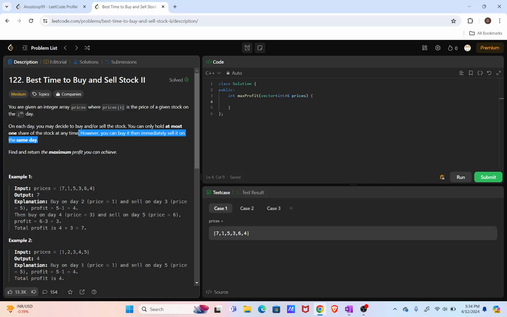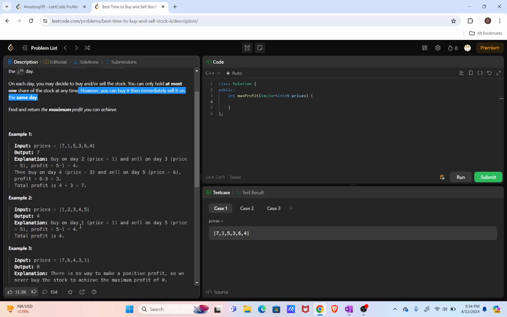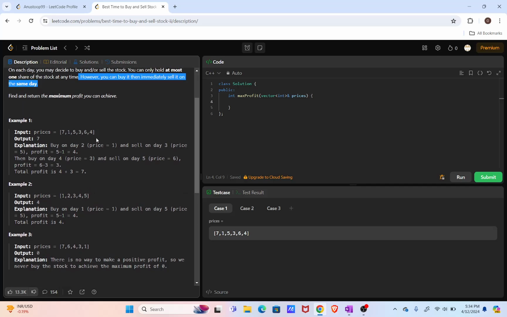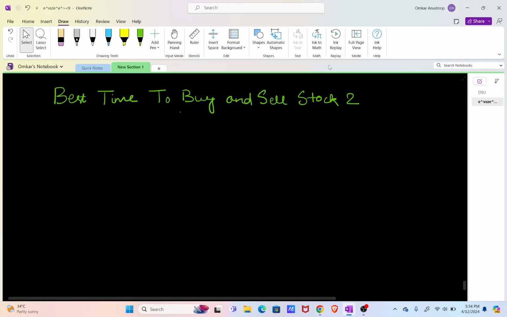Find and return the maximum profit you can achieve. So we can go through some examples. The first and the third example, I think they are from the first version of the problem itself. The second version is a new one. Anyways, let's take the first example and try to understand what they have done here. So what is the example? 7, 1, 5, 3, 6, 4. Let's go to the notebook.